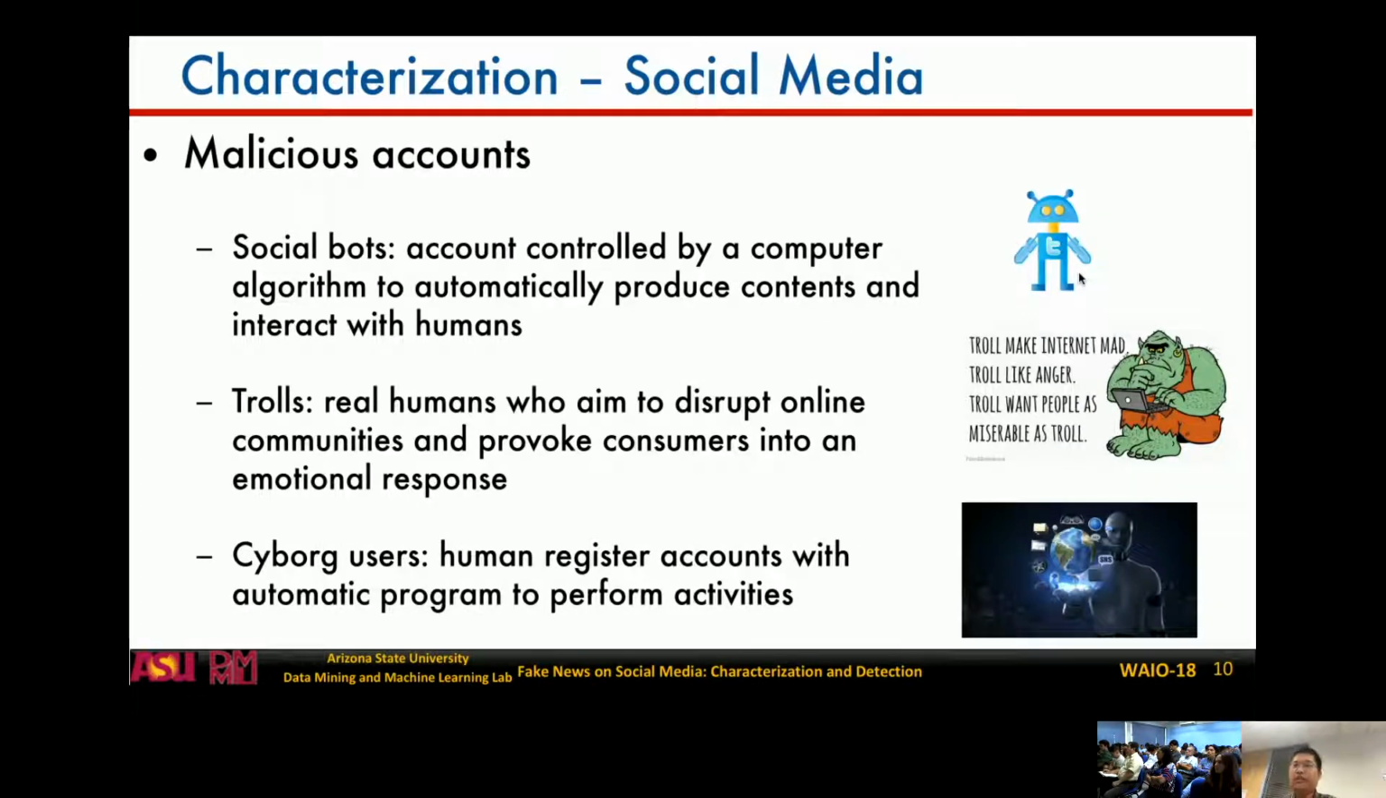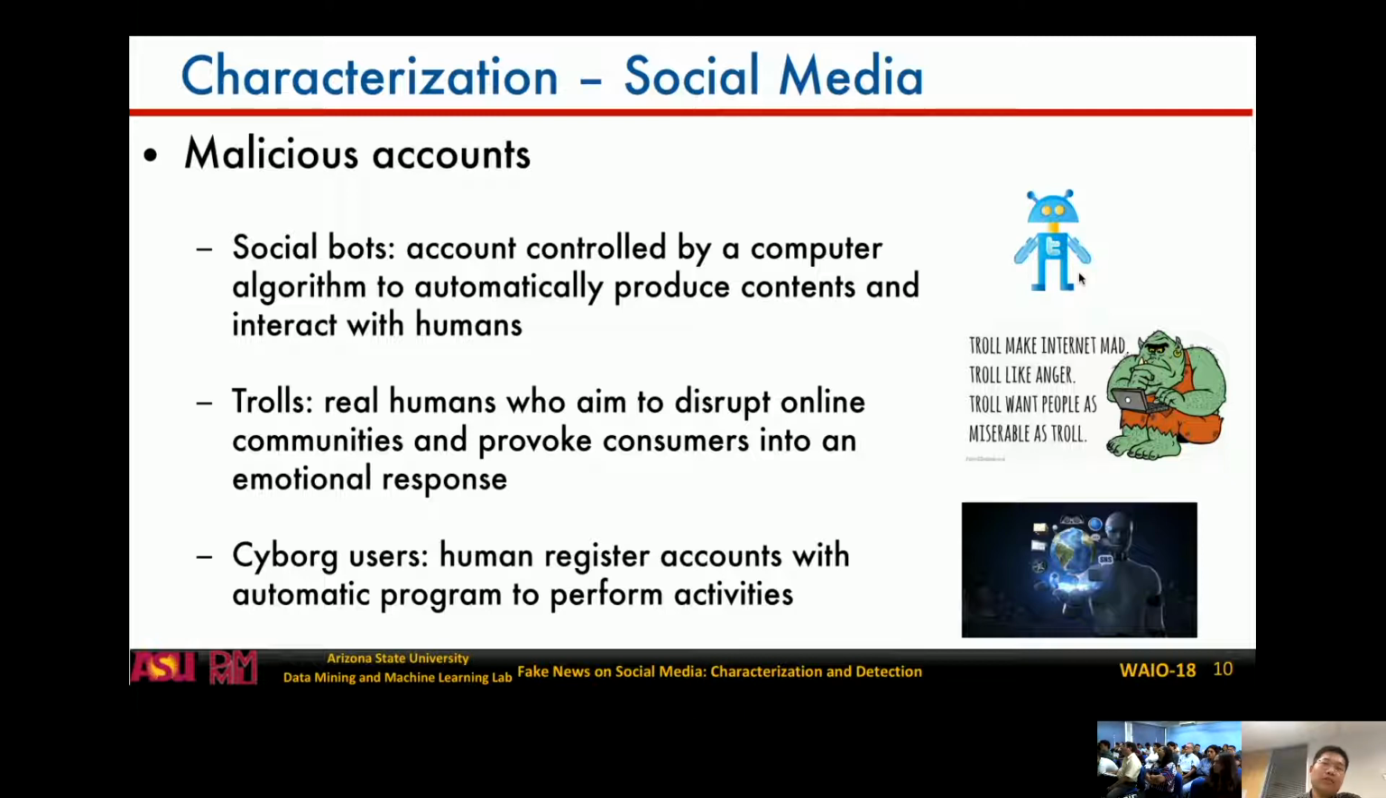We also have malicious accounts on social media. Not every account on social media is a real human. For example, we have social bots, which are accounts controlled by computer algorithms that automatically produce information. They are not real humans. We also have trolls. Trolls are real humans, but they try to make people on social media angry and trigger their emotional responses to make them less rational about information on social media. We also have cyborg users, which are human-registered accounts that are actually controlled by computer algorithms. So all of these kinds of malicious accounts on social media can be used by bad actors to spread fake news and mislead people's beliefs.